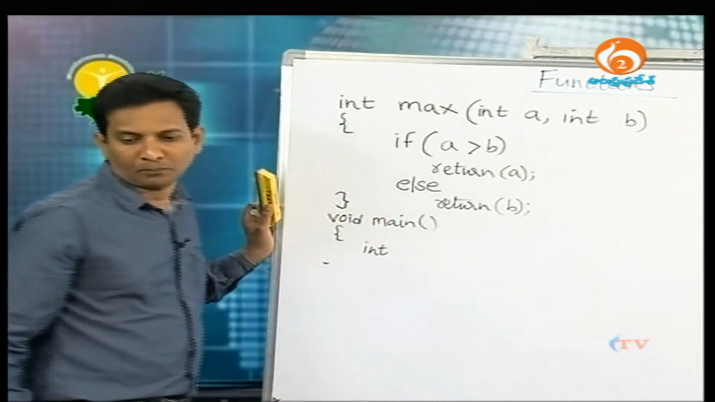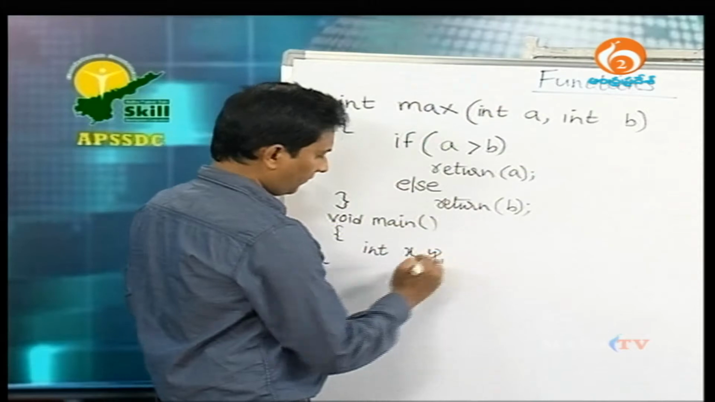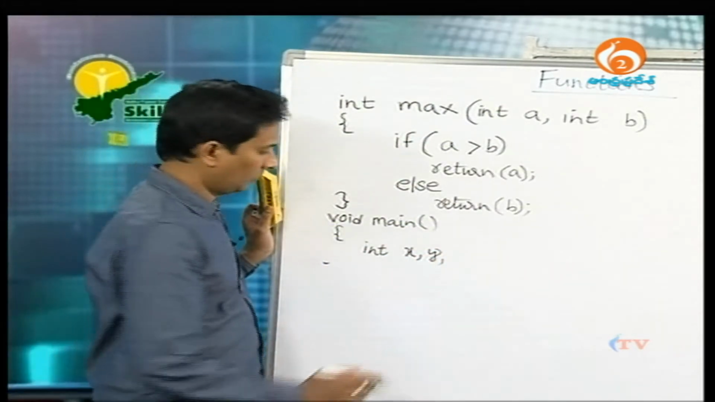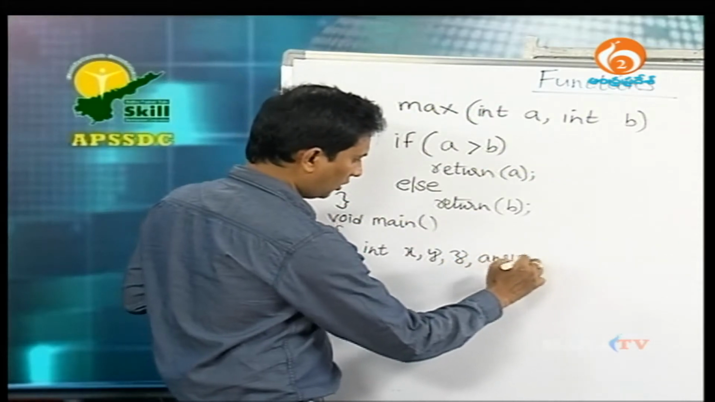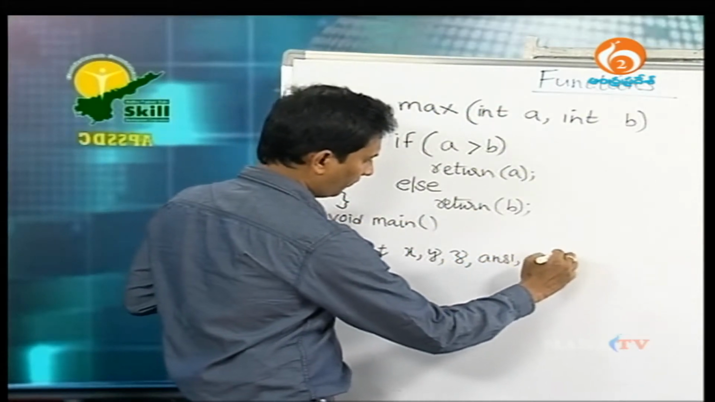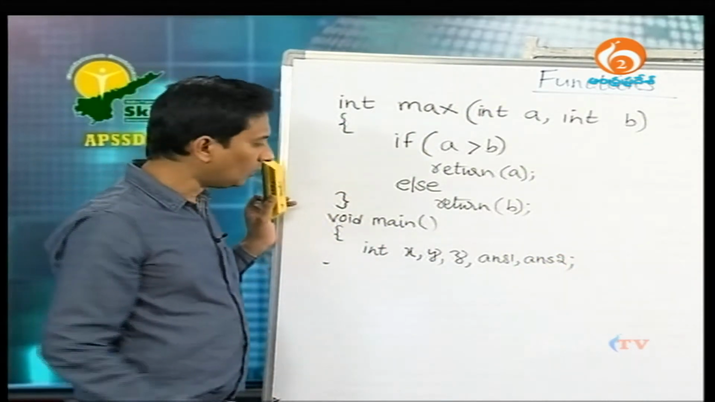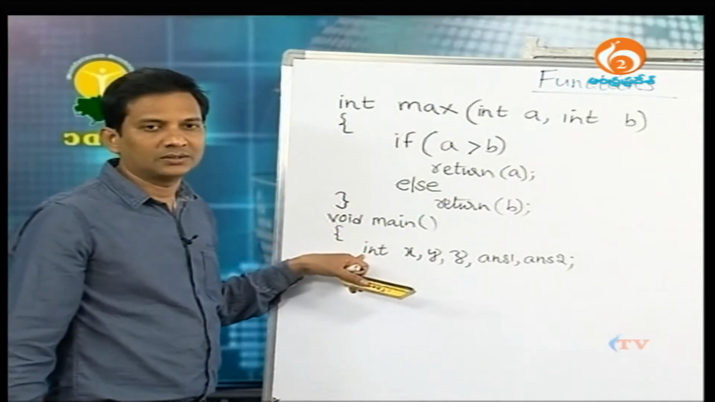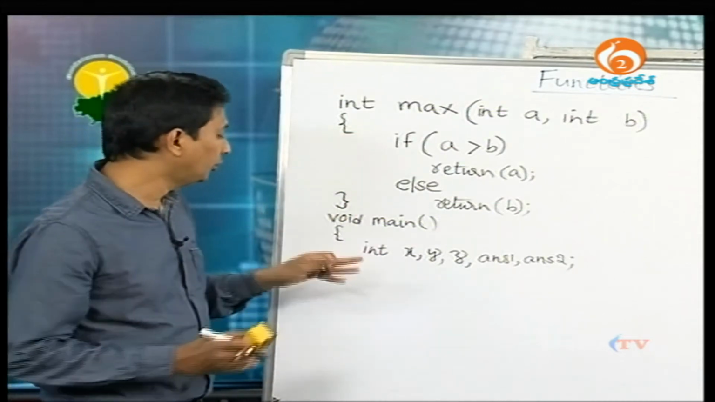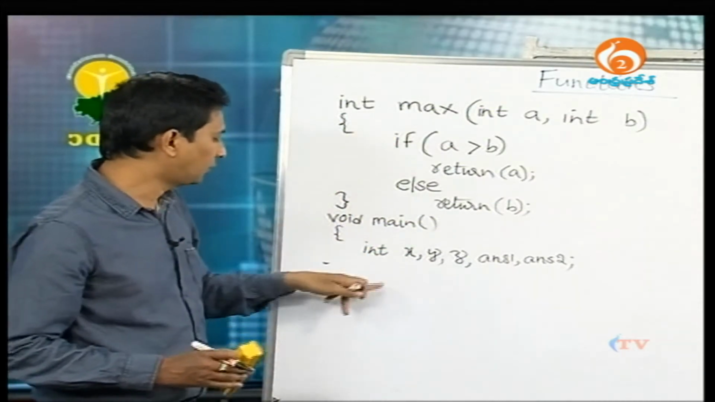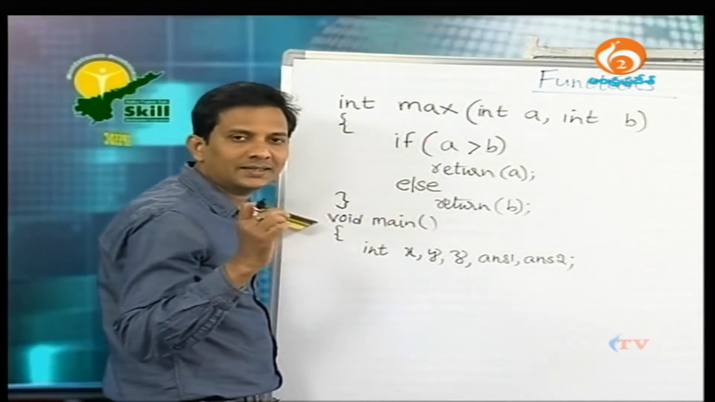int x, y, z, answer1, answer2. So, this is the variable declaration. I have to write the function declaration also because I am going to call this function in this program. So, I have to write this prototype. It is also called function declaration or prototype.